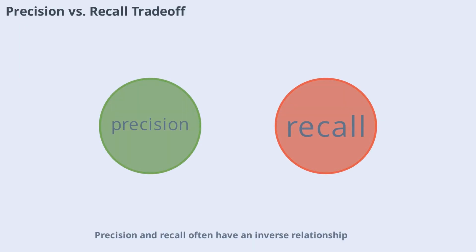Precision and recall often have an inverse relationship. Improving one can sometimes lower the other. For example, making a model more conservative may increase precision but decrease recall. Understanding this trade-off is essential for tuning your model to fit the specific needs of your application. Tools like the precision recall curve help visualize this relationship and guide decision-making.